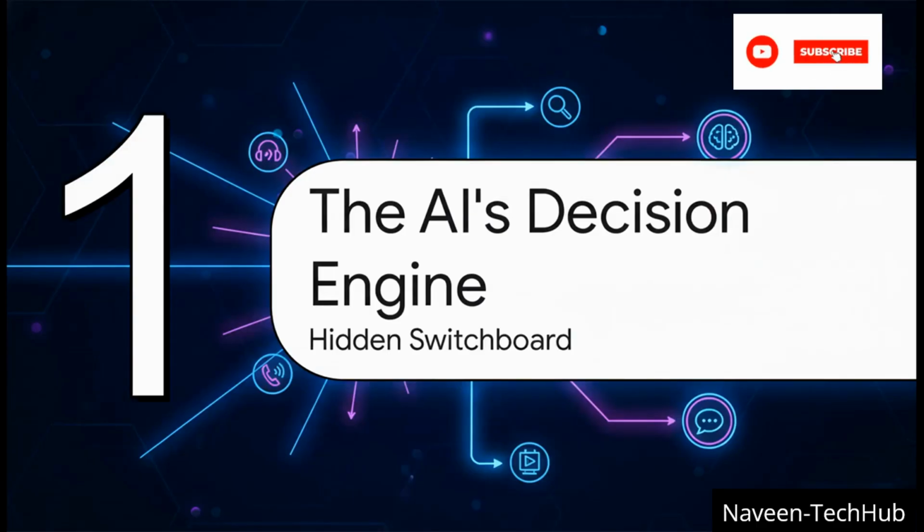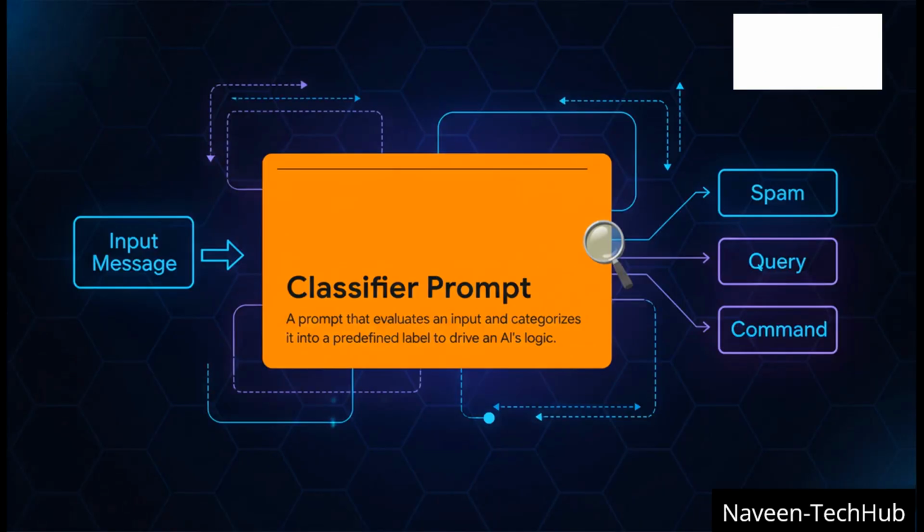All right, let's start with the absolute core concept. The best way to think of a classifier prompt is like an old-school switchboard operator for the AI. It takes an incoming call, that's your request, and it knows exactly which line to plug it into to get you the right answer. So what is a classifier prompt, really?